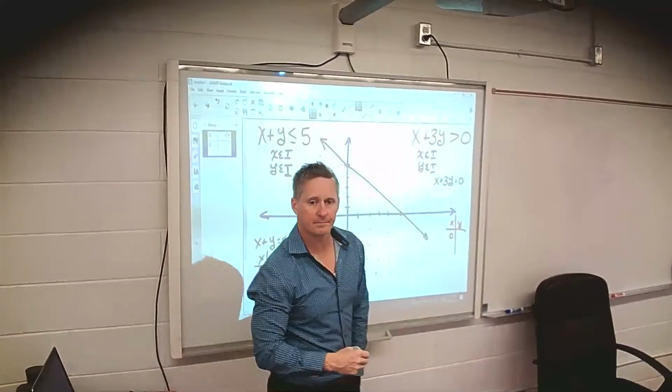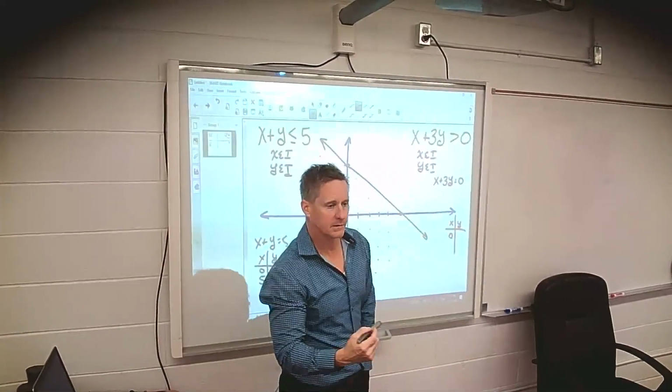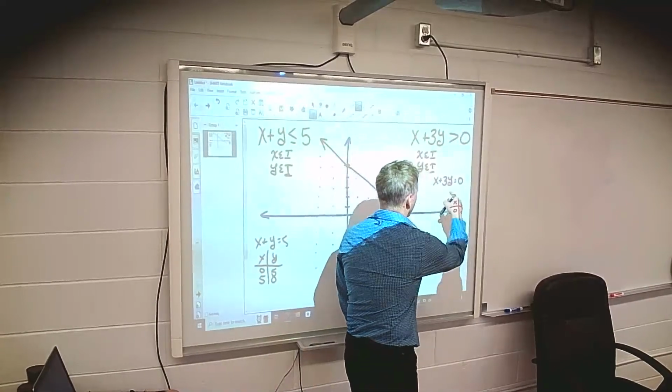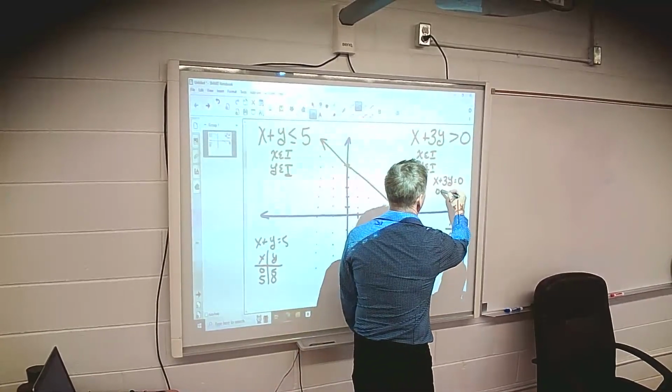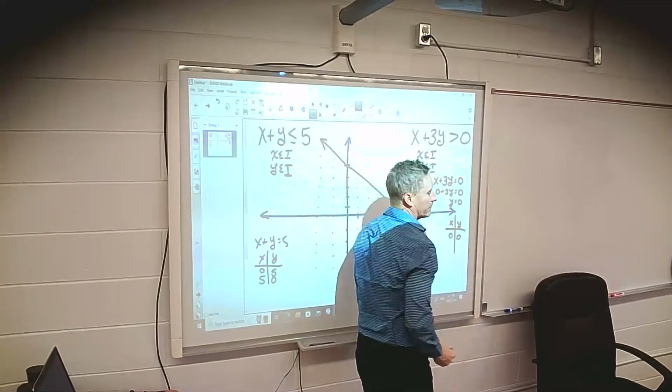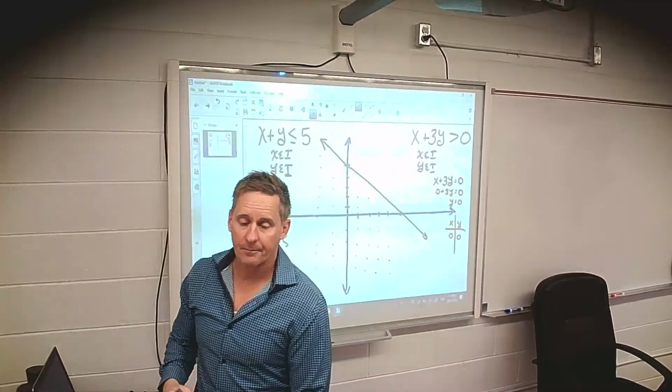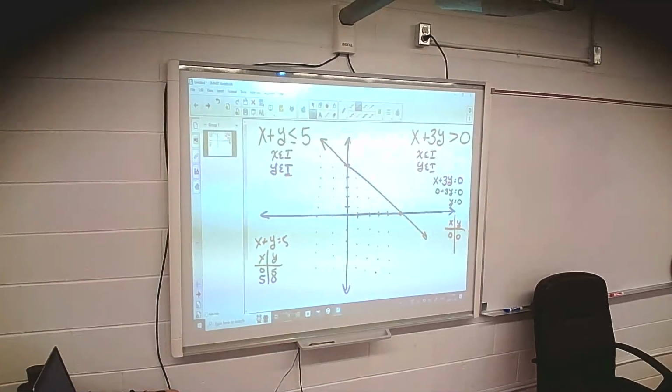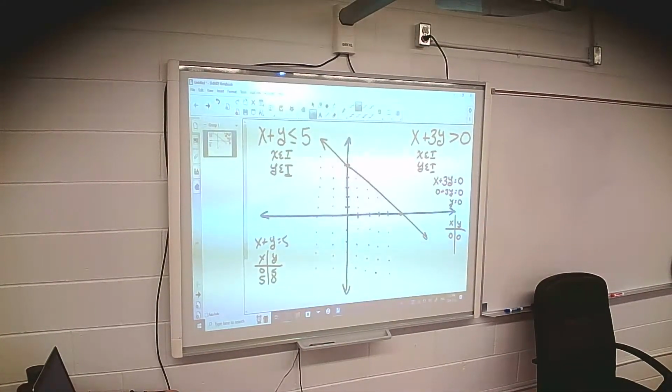What does y equal? 0. I put 0 here, plus 3y equals 0. I divide by 3, y is equal to 0. Now, I wouldn't normally do this. I would normally use x all the time, but just because I want life to be simple, I want math to be easy. So here's what I'm going to do.